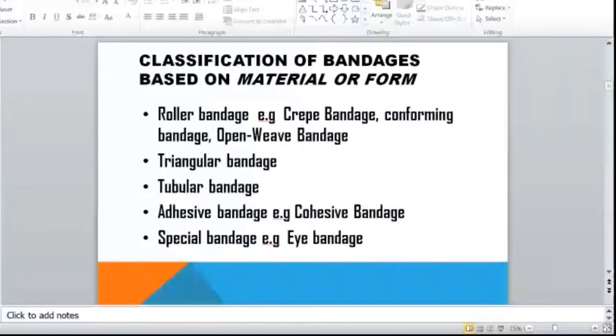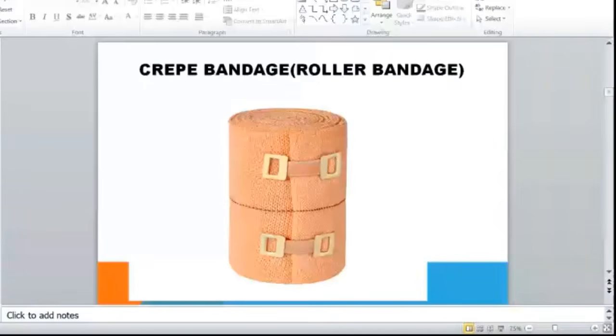Examples are the eye bandage. So let me show you the picture. Yes, it has a name, crepe bandage, roller bandage. So that's what I want you to see. That's an example of a roller bandage. We are used to it. In fact, this is the most common bandage that we use as nurses. This is an example of a roller bandage.